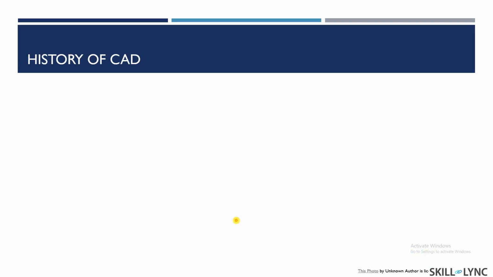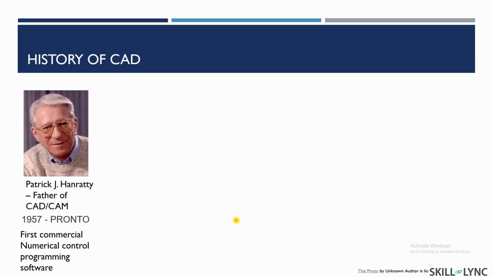So this drafting technology, as we've seen, with the advent of computers, had advanced a lot. So let's see how it had evolved. Initially, Patrick J. Hanratty is widely regarded as the father of CAD or CAM. CAD is computer-aided design and CAM is computer-aided manufacturing. With the advent of mainframe computers in the 1930s, 40s, he designed the initial software called Pronto, a numerical control programming software that can create 2D designs. So he was a pioneer in bringing these drafting techniques onto the mainframe computers.